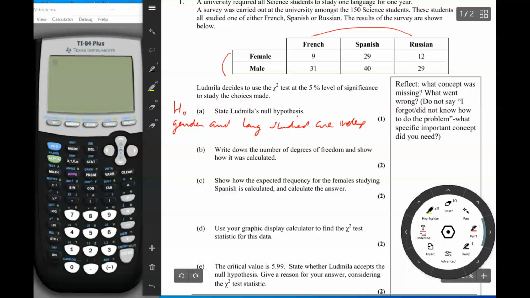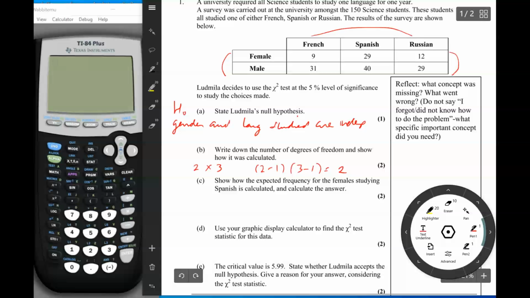Write down the number of degrees of freedom and show how it was calculated. So remember that the degrees of freedom you calculate by taking the number of rows and the number of columns. So that would be number of rows is 2 and the number of columns is 3, and you would just subtract 1 from each. So you would do 2 minus 1 times 3 minus 1, which would give you 1 times 2, which is 2. So your degrees of freedom for a 2 by 3 matrix would be 2.